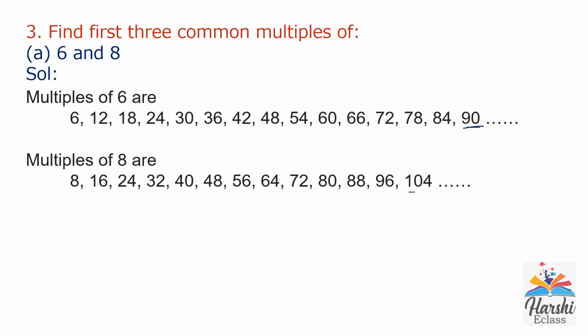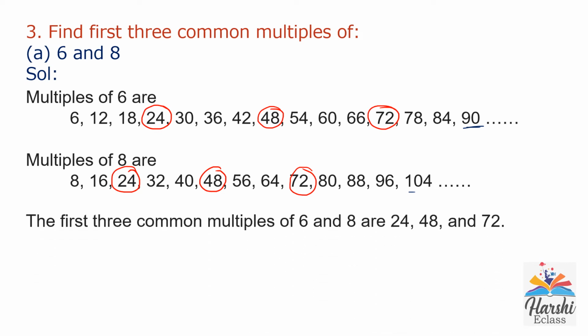Here the first common multiple is 24. 24 is the first common multiple of both the 6 and 8 multiples. After that, 30, 36, 42, 48. 48 is the second common multiple. Then 72. 72 is the third common multiple. Here the first three common multiples of 6 and 8 are 24, 48 and 72.